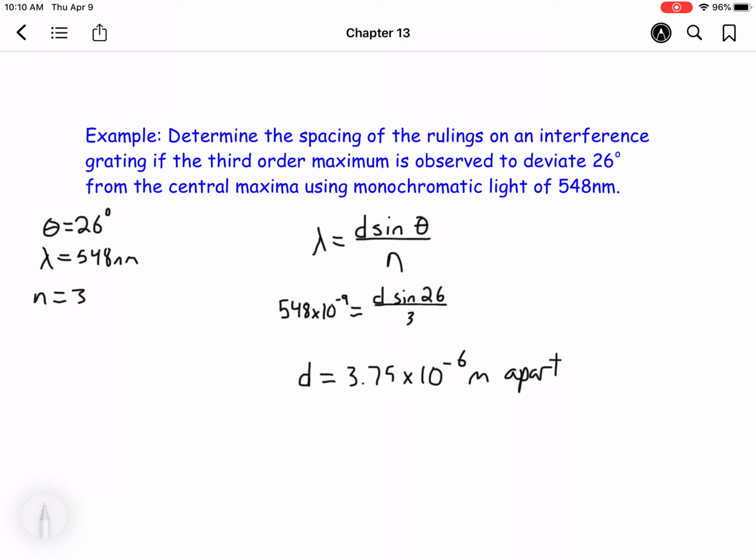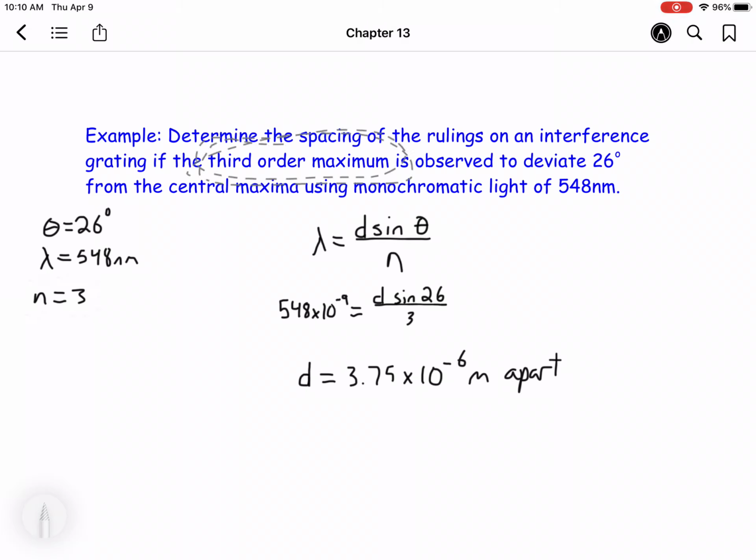So, determine the spacing of the rulings. We're basically determining the space between them, so we're looking for d. That's what it's asking for, right? And so I wrote down my information. I have my angle is 26 degrees, my wavelength is 548 nanometers, and n is 3, right? It's the third order maximum.